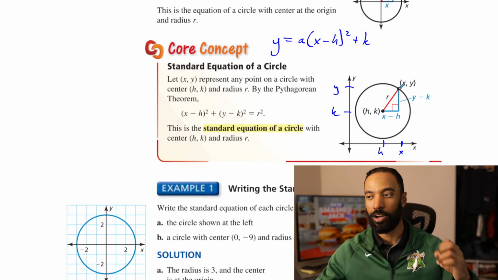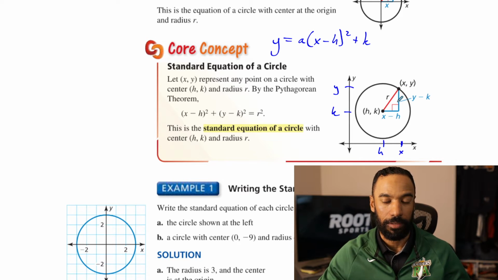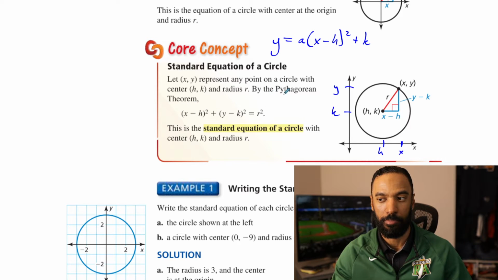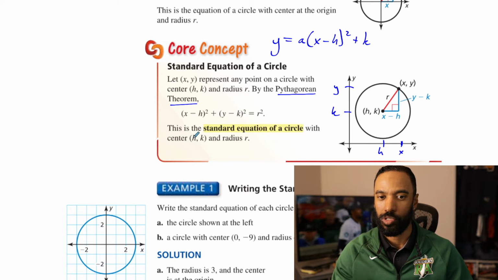This relates how far your point is from your center in terms of both r and x, y, and h and k. So this is the standard form equation of the circle. It really is just a form of Pythagorean theorem, and that's kind of the way we'll remember it. So it's at h and k.